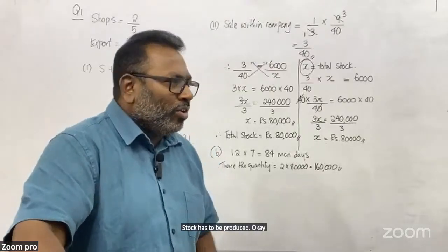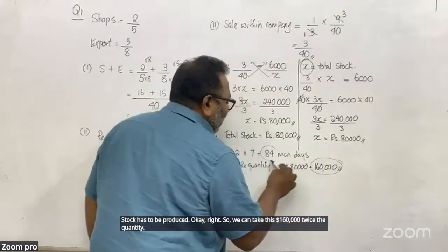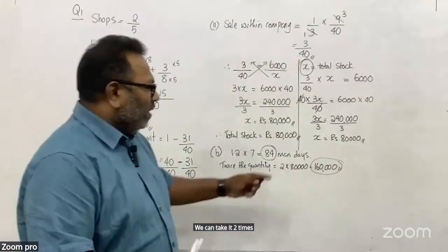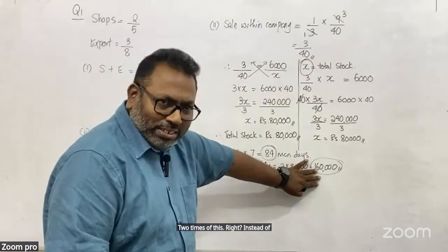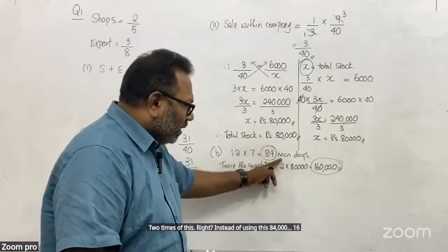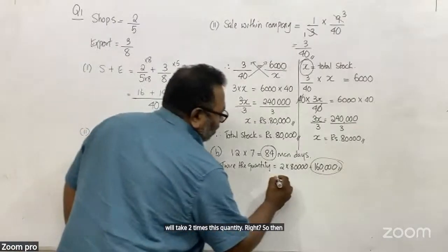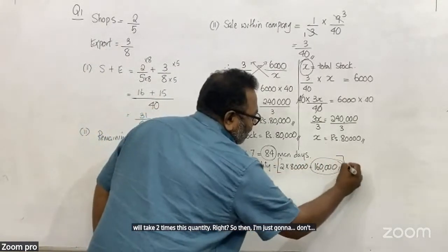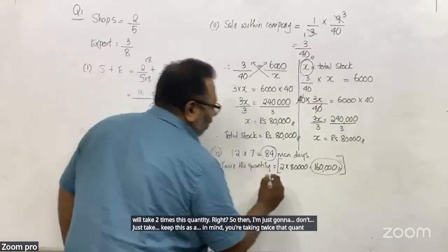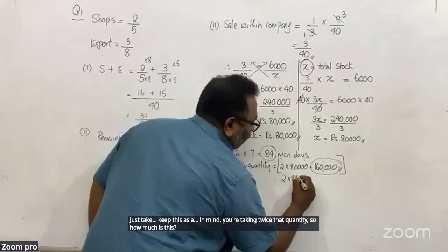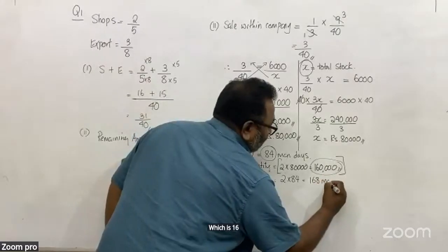Okay, right. So we can take this 160,000 twice the quantity. We can take it 2 times this. It's the same thing. Instead of using this 160,000, we'll take 2 times this quantity. So just keep this in mind. You're taking twice that quantity. So how much is this? 2 into 84, which is 168 man days.